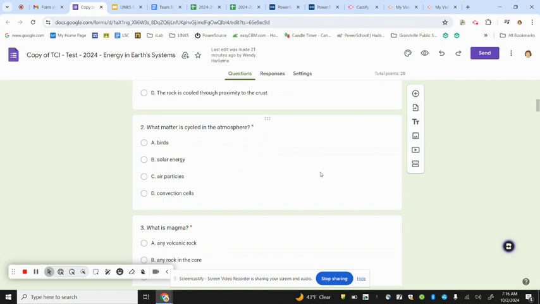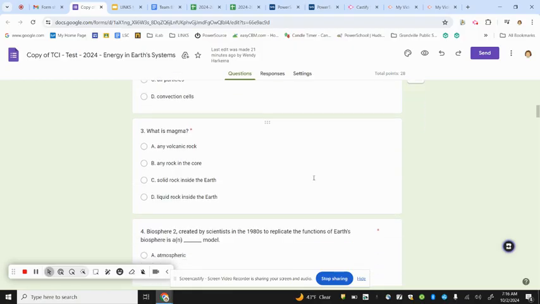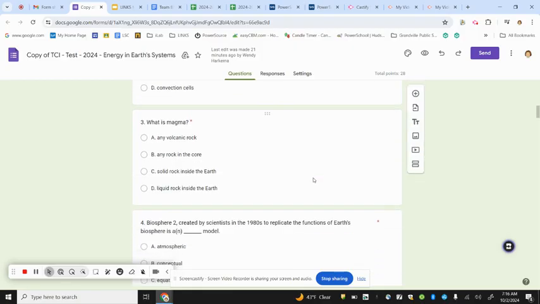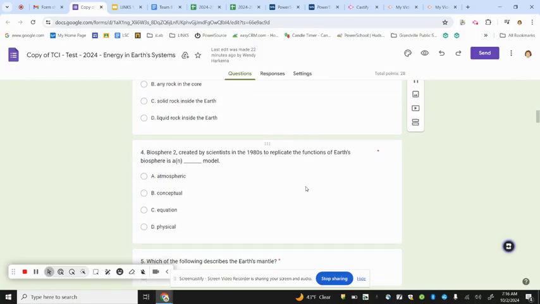Number 2, what matter is cycled in the atmosphere? A, birds. B, solar energy. C, air particles. D, convection cells. Number 3, what is magma? A, any volcanic rock. B, any rock in the core. C, solid rock inside the earth. Or D, liquid rock inside the earth.